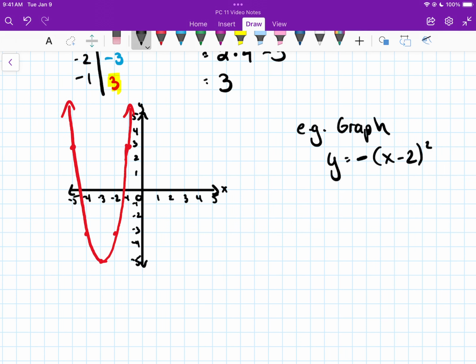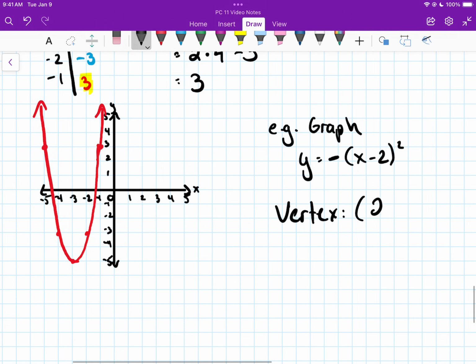So looking at this one, you might notice a couple of things. First off, there's no q value. So for our vertex, we're actually going to have a q value of 0. Our p value is 2. So that's our vertex, 2, 0 right there. And you know what? I'm just going to go ahead and throw that on the graph right now because I know where that point is. Our a value is -1. So there's no number in front of the brackets, but we do have that negative. So our a value is -1.